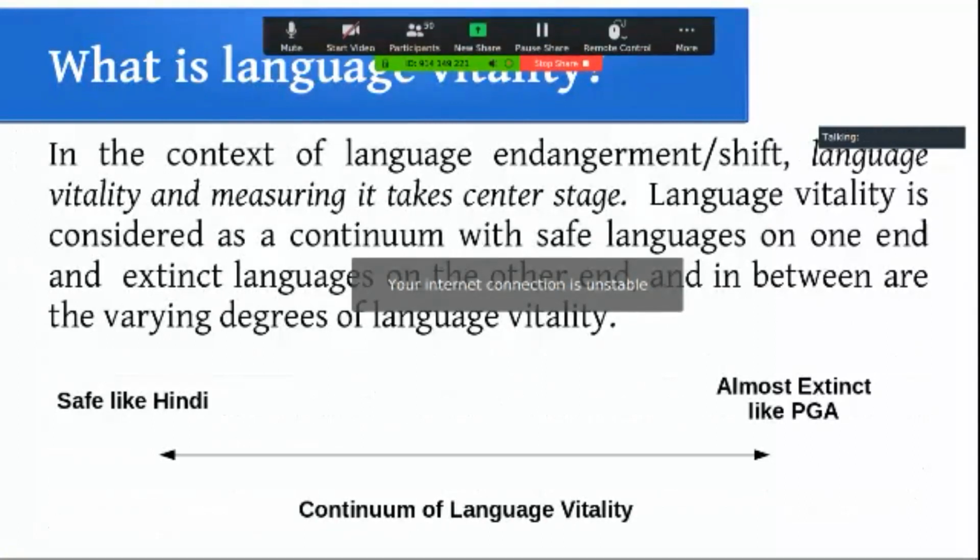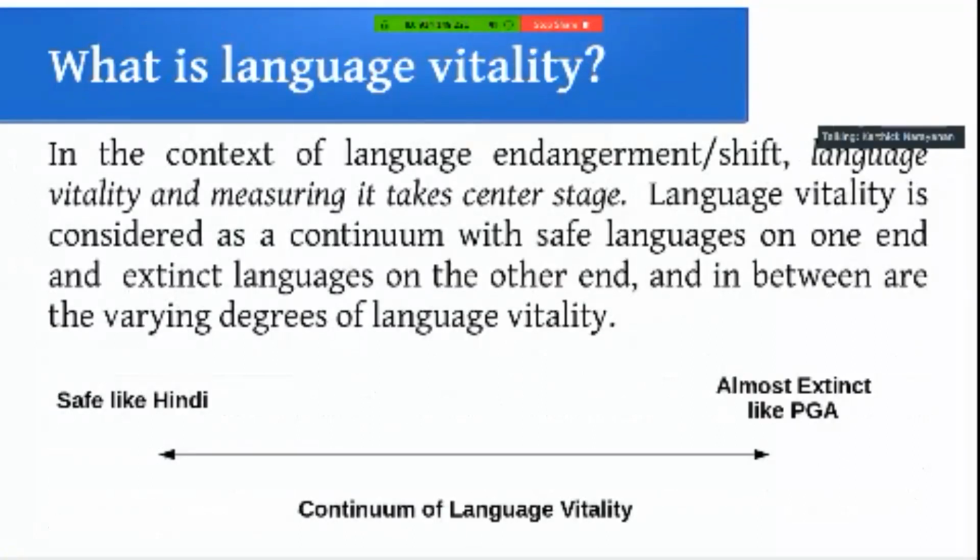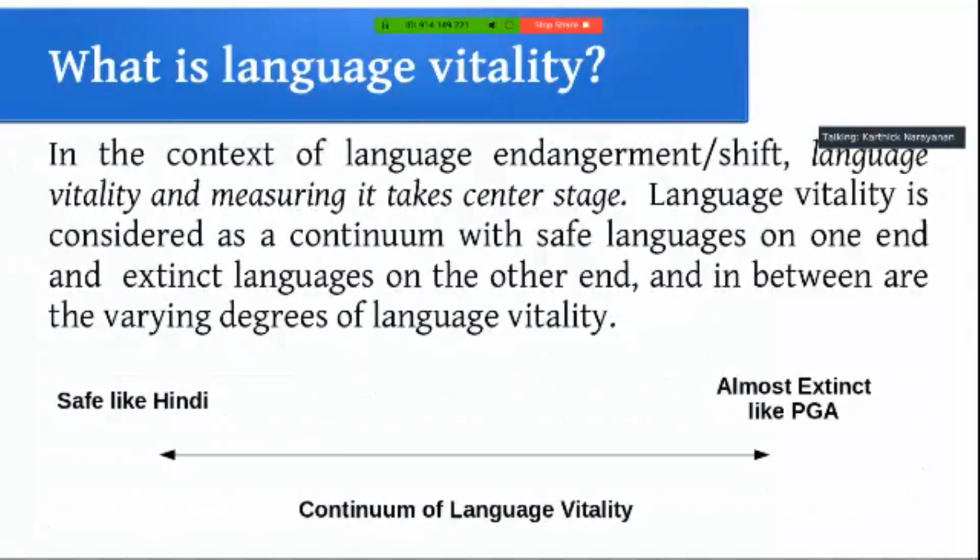At one end of the spectrum, safe languages like Hindi and English are there. And at the other end of the spectrum, there are extinct languages like present Greater Andamanese, which is almost extinct, on the verge of death. And beyond this continuum, you also have languages that are completely dead. So this is a continuum with stages that are overlapping each other. Think of language vitality not as clear-cut contained values, but rather as a continuum. So that's one thing that we should understand. Now moving on to the rest.